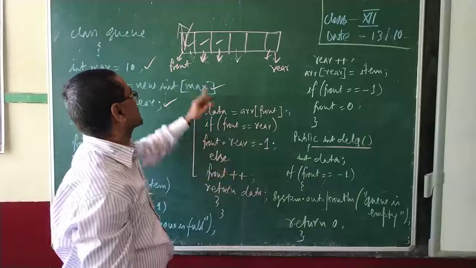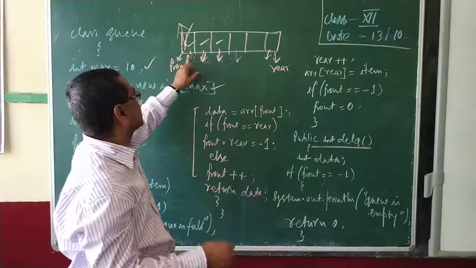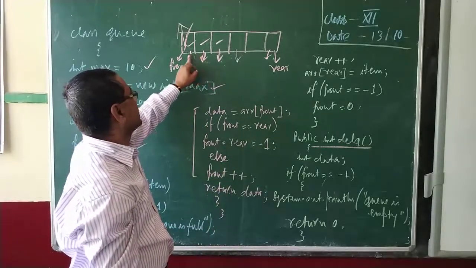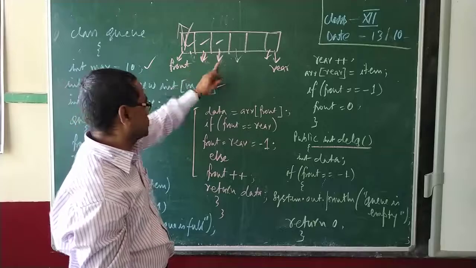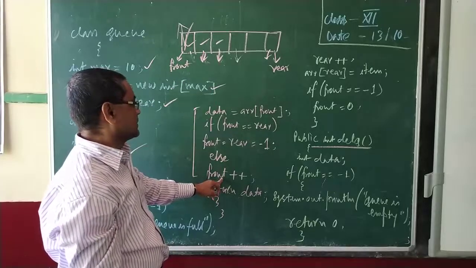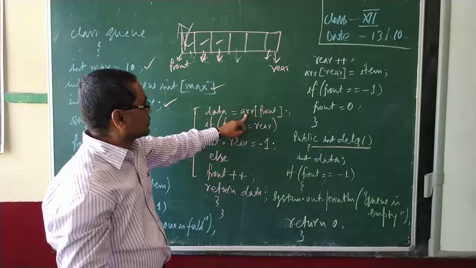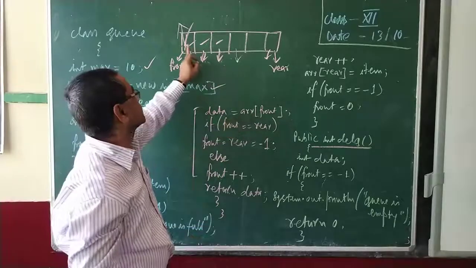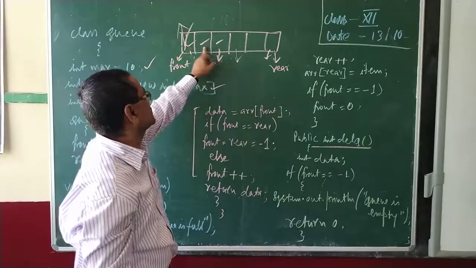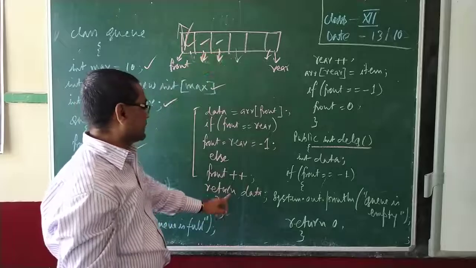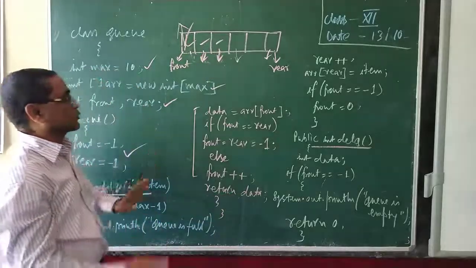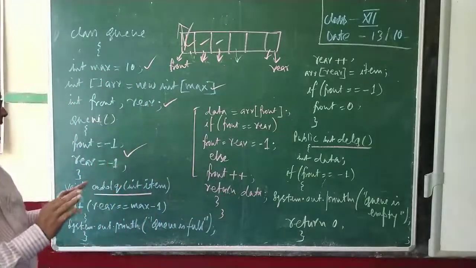Else front plus means you keep on deleting the data, so front is changing. Front is 0, front will be 1, front will be 2, like this, so front plus. And this is data equal to arr[front]. You keep on calling delete, so this will be deleted, front plus, this will be deleted, and then return data. So this is your add and del.